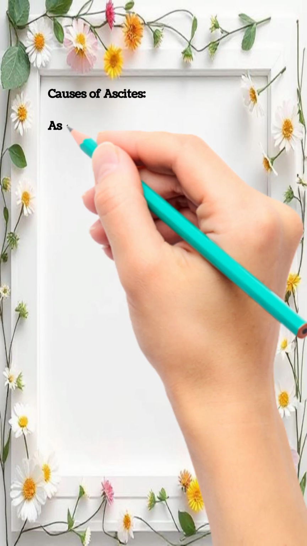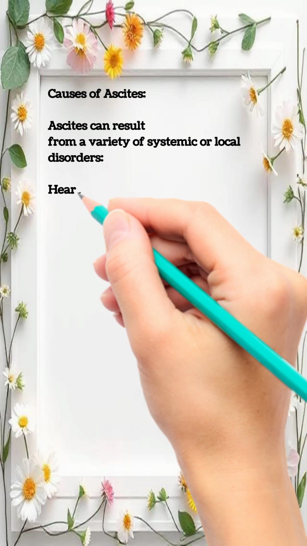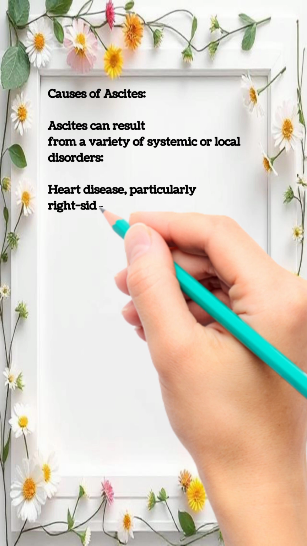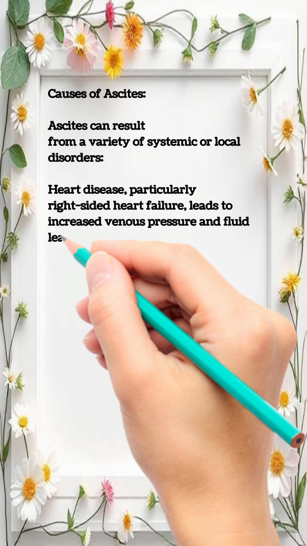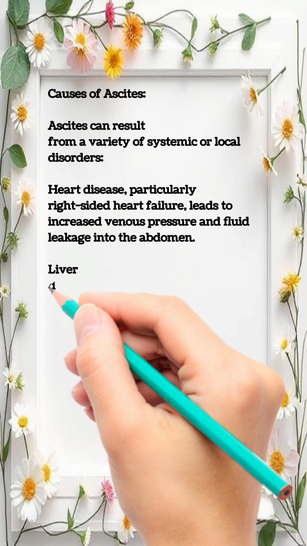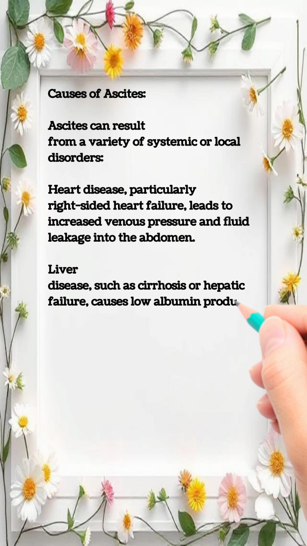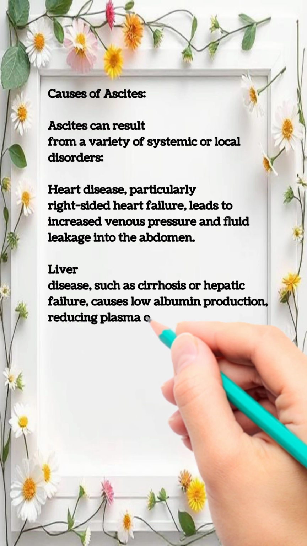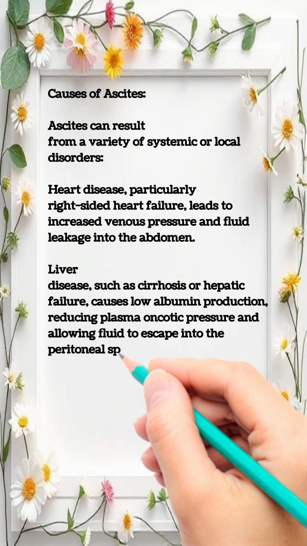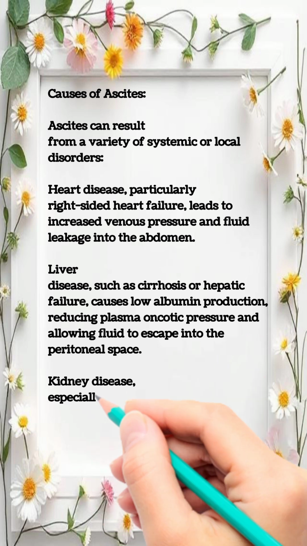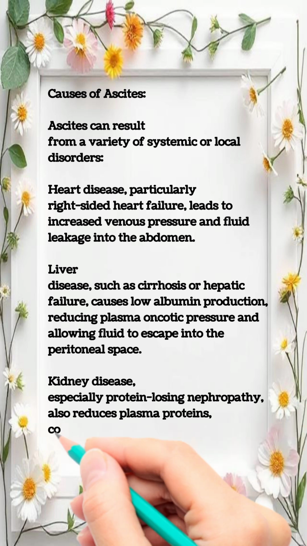Causes of ascites. Ascites can result from a variety of systemic or local disorders. Heart disease, particularly right-sided heart failure, leads to increased venous pressure and fluid leakage into the abdomen. Liver disease, such as cirrhosis or hepatic failure, causes low albumin production, reducing plasma oncotic pressure and allowing fluid to escape into the peritoneal space. Kidney disease, especially protein-losing nephropathy, also reduces plasma proteins, contributing to ascites.